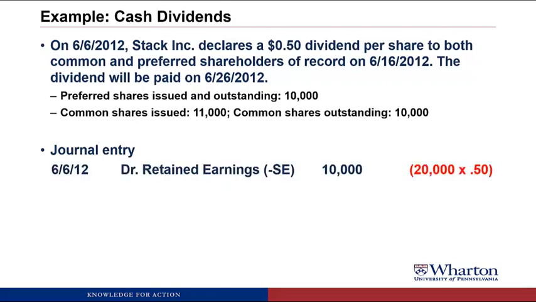So for the entry, we want to debit retained earnings for 10,000. So we debit retained earnings on the declaration date, June 6th, to reduce retained earnings. The 10,000 comes from the fact that we've got 10,000 shares of preferred outstanding and 10,000 shares of common shares outstanding. So we only pay dividends on outstanding shares. So that's 20,000 shares total, times 50 cents per share is $10,000. The credit will go to dividends payable. We create this liability to pay the cash to our shareholders at some date in the future.